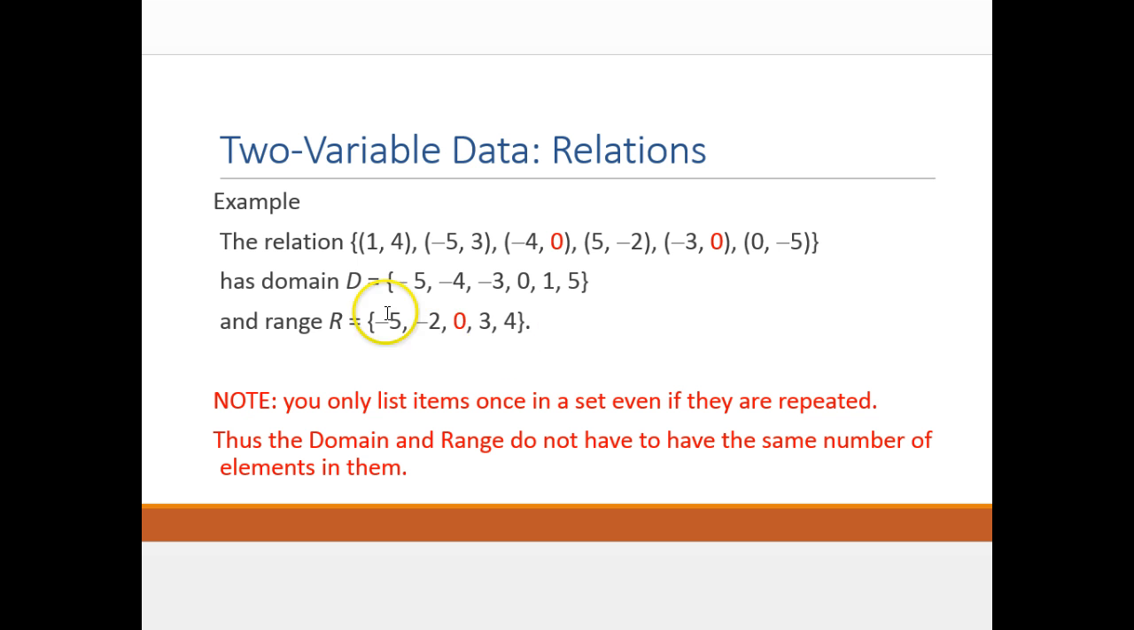The reason there are fewer elements in your range than your domain is that we simply do not list items twice. So the 0 that appeared in the range for the point negative 4, 0, and the point negative 3, 0 is only listed once.